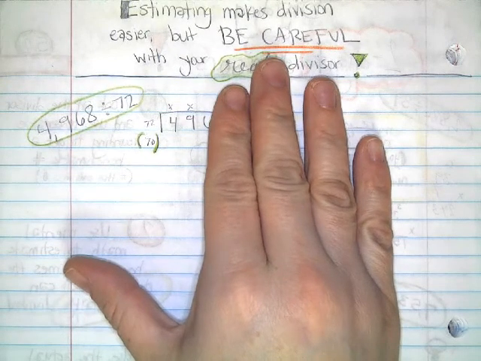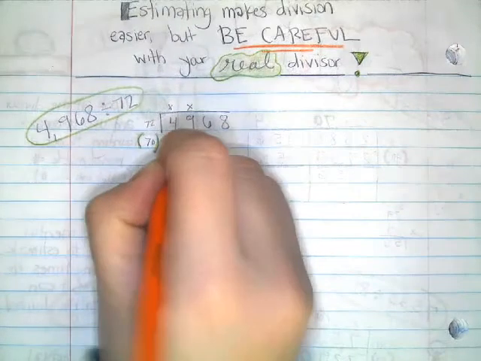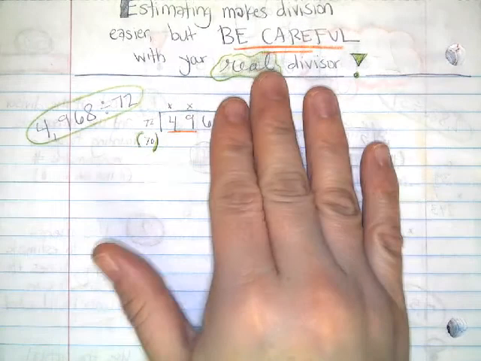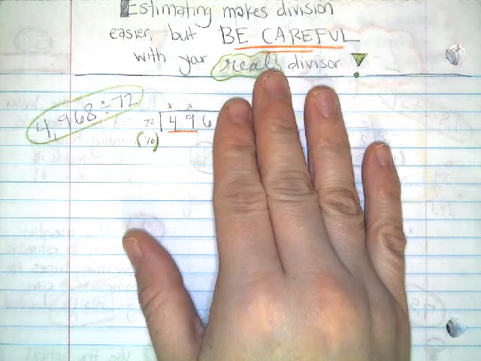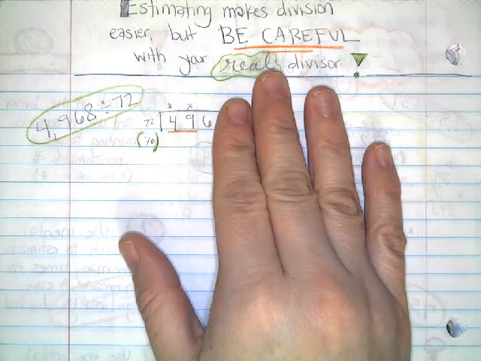Now that I know that I'm dealing with 70, I look at the first two numbers and I think, 7 times what gives me close to 49? 7 times 7 is 49. So 70 times 7 would be 490. So I think that's going to be pretty close. I'm going to guess 7.